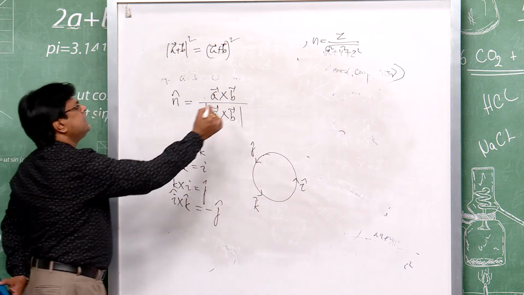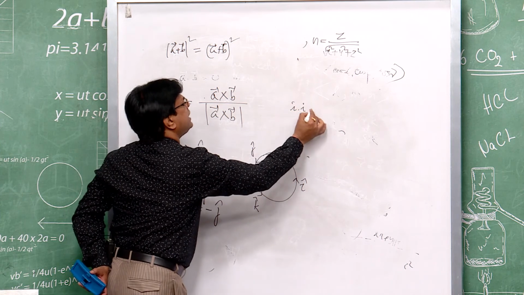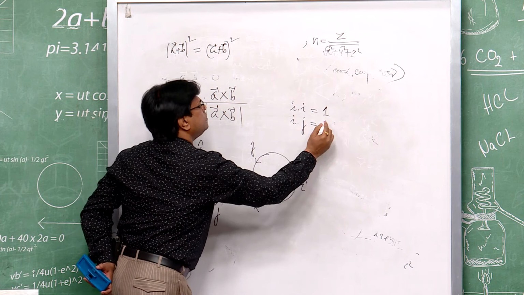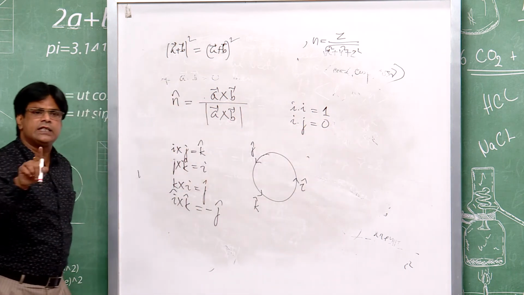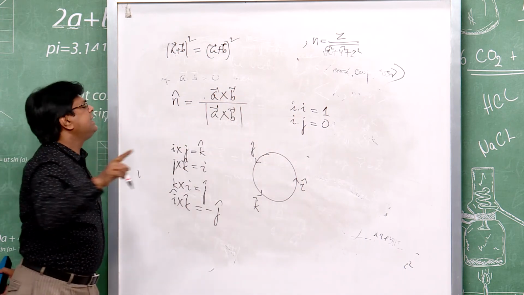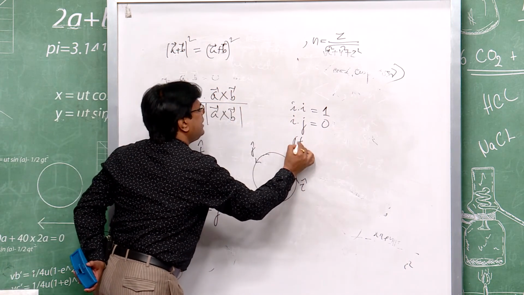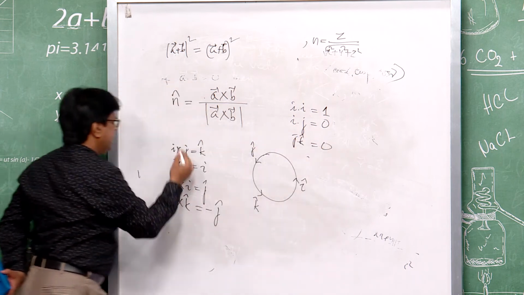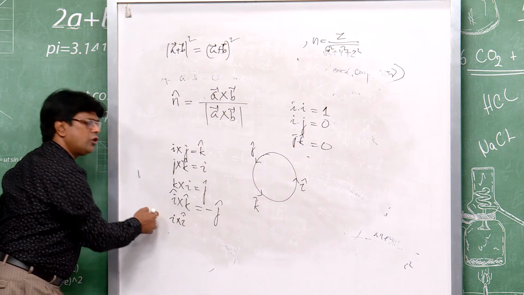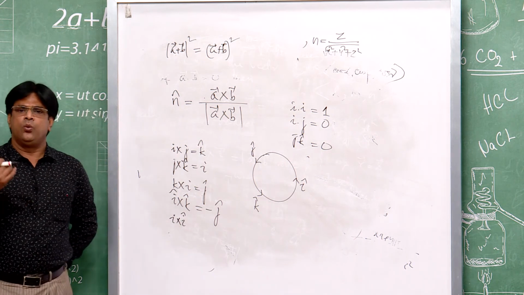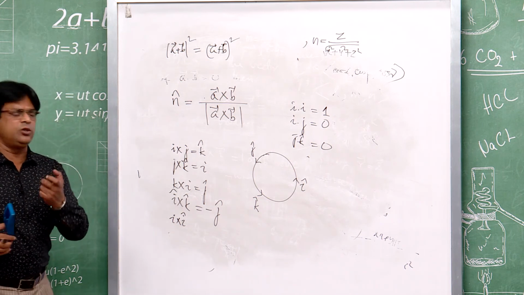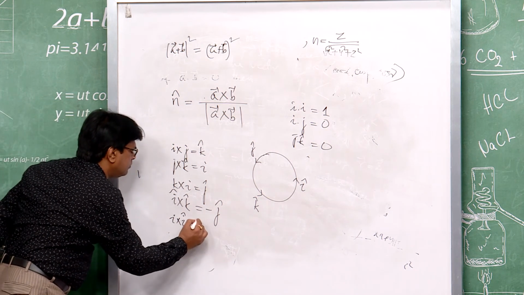Similarly, in case of dot product, i dot i is equal to 1, but i dot j is equal to 0, because i is along the x axis and j is along the y axis, and the angle between them is 90 degrees. So, j dot k is also equal to 0. In case of cross product, suppose i cross i. Here in the cross product we have sin theta. If the two vectors are the same, the angle between them is 0 degrees, so this is equal to 0.